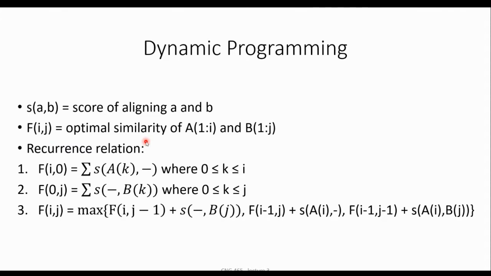Now, how can we construct that table? Let me show you one by one. For the first item, we have Fi0, and we will have a summation of the score of alignment ak. What is k? K varies from 0 to I. Why don't I have, for example, 1 to I? I will show you that's how we consider a gap inside this matrix. So this matrix in that case seems to have more rows and columns.